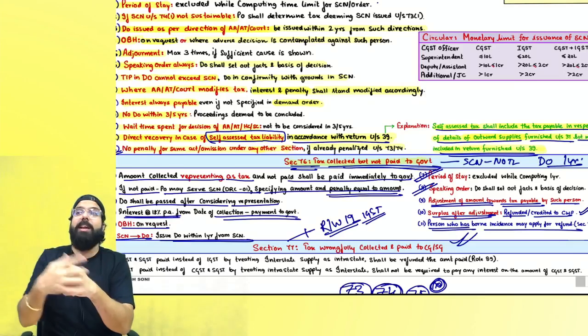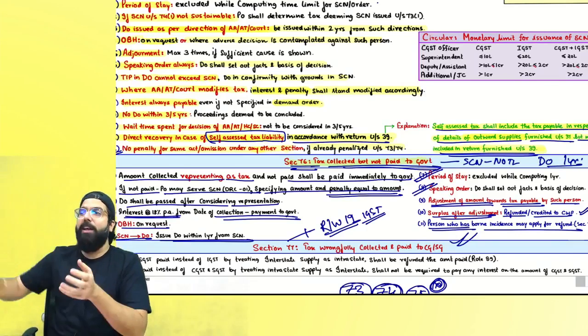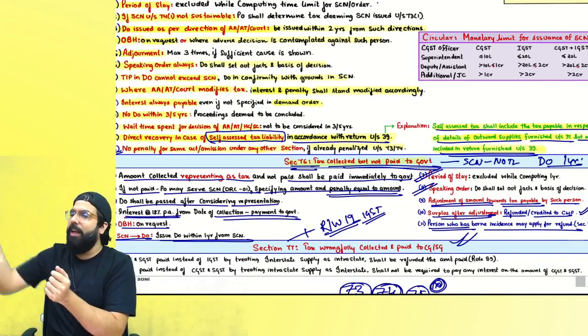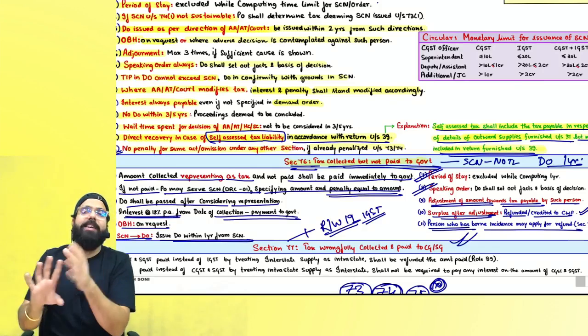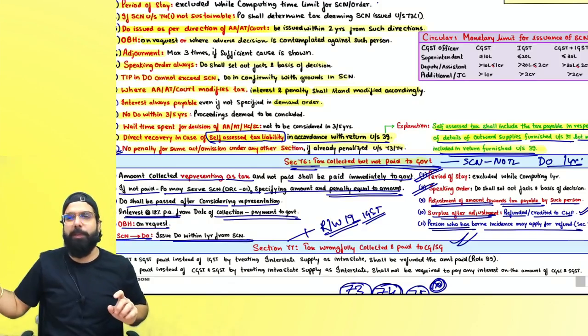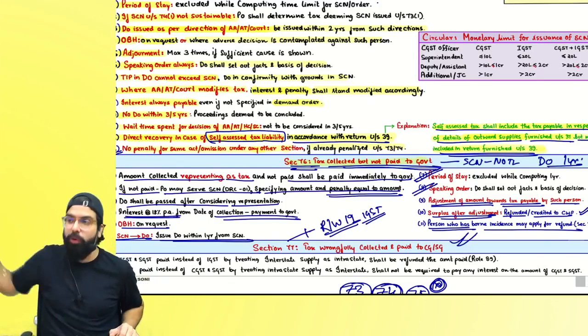In Section 19 of the IGST Act, if you read it, the same thing is written. If you pay IGST by mistake, take the refund of IGST and pay the correct CGST and SGST. Interest need not be paid and adjustment is not possible. So, wrong tax, refund to be taken, correct tax to be paid.